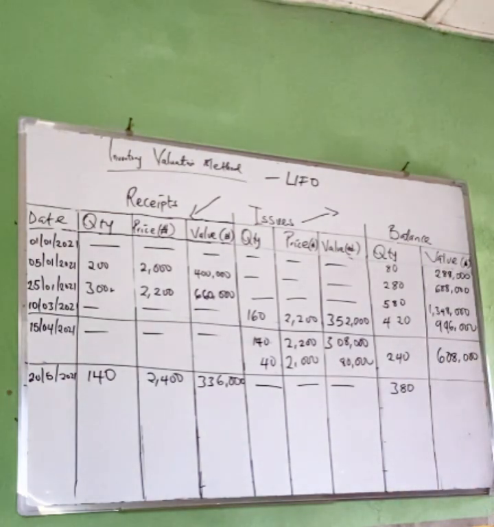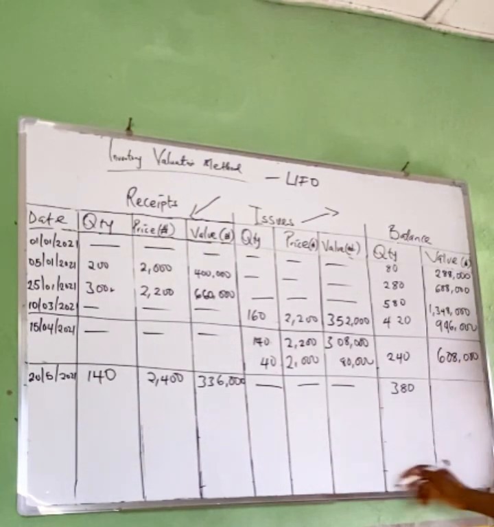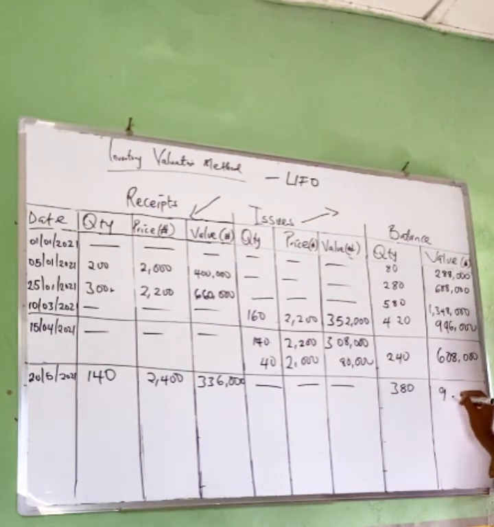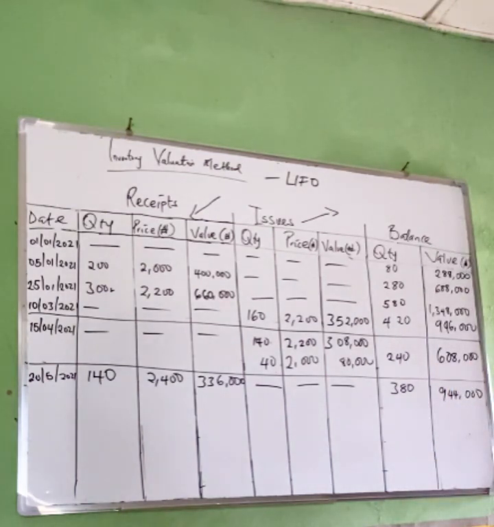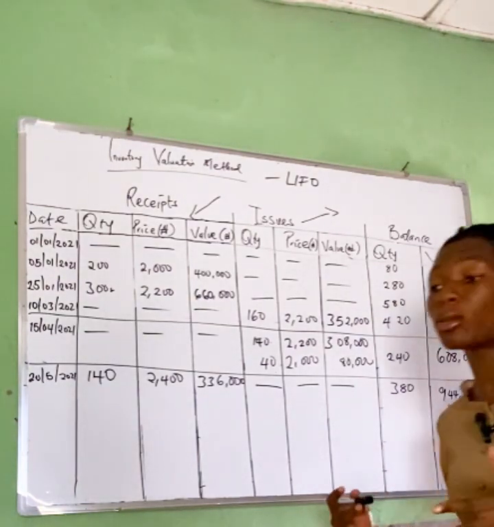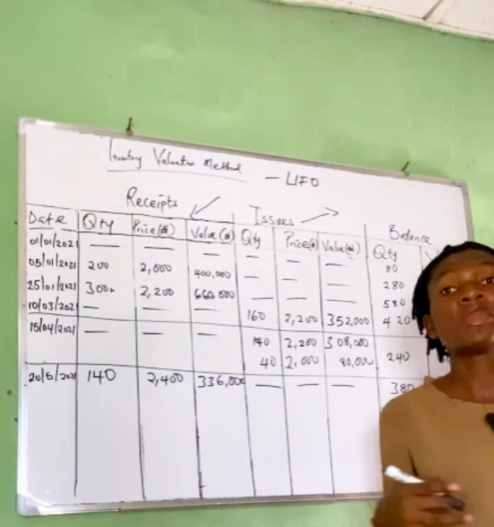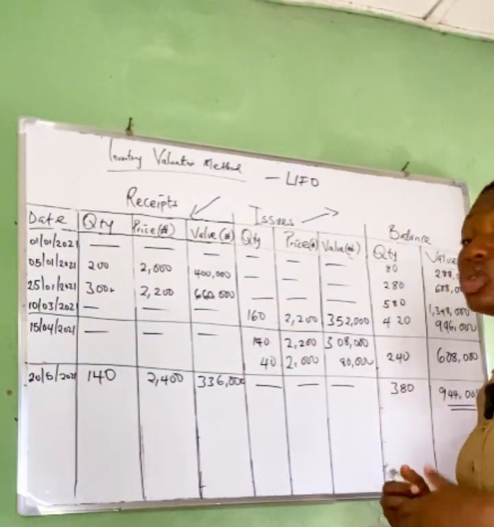And then lastly, we have this amount of money, 608,000 naira, and we are adding it to this to give us 1,44,000 naira as the value of our closing stock. This is the value of our closing stock using the last in first out method. Like I said, you will notice that this is going to be different from the value we got using the FIFO method. So how do we calculate to know if what we did is correct?